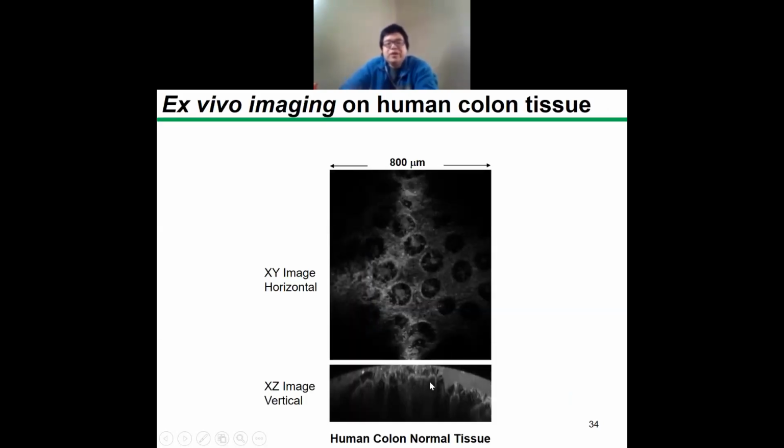With this one, in the miniaturized system, we already demonstrated on human tissue both the larger field of view, XY cross-sectional imaging, and also XZ vertical cross-sectional imaging. There's no other miniaturized microendoscope that demonstrates XZ.